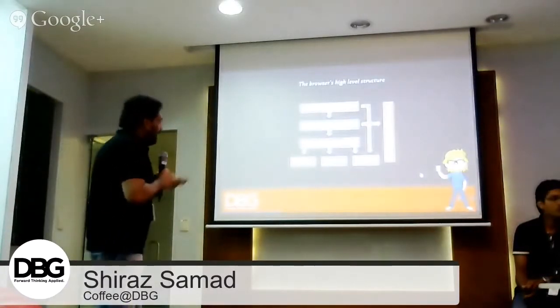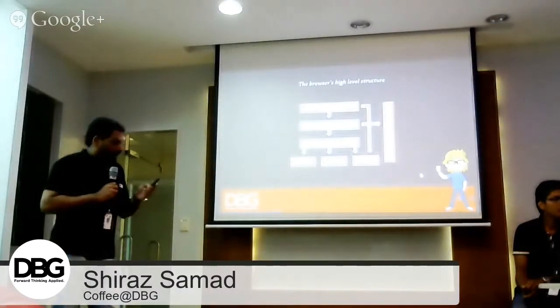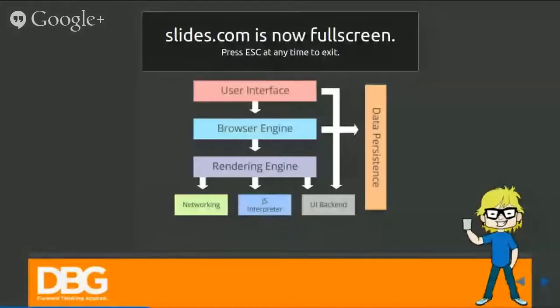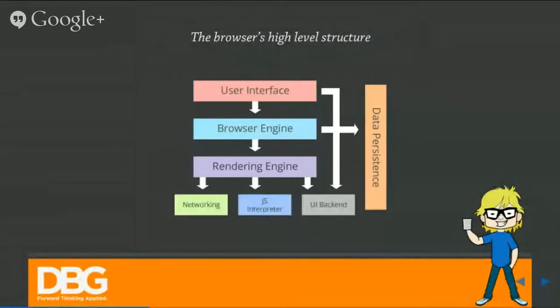On the bottom we have the networking layer. What the networking layer actually does is it processes your HTTP request, and next to that we have the JS interpreter. It's also called the JS engine. And next we have the UI backend.